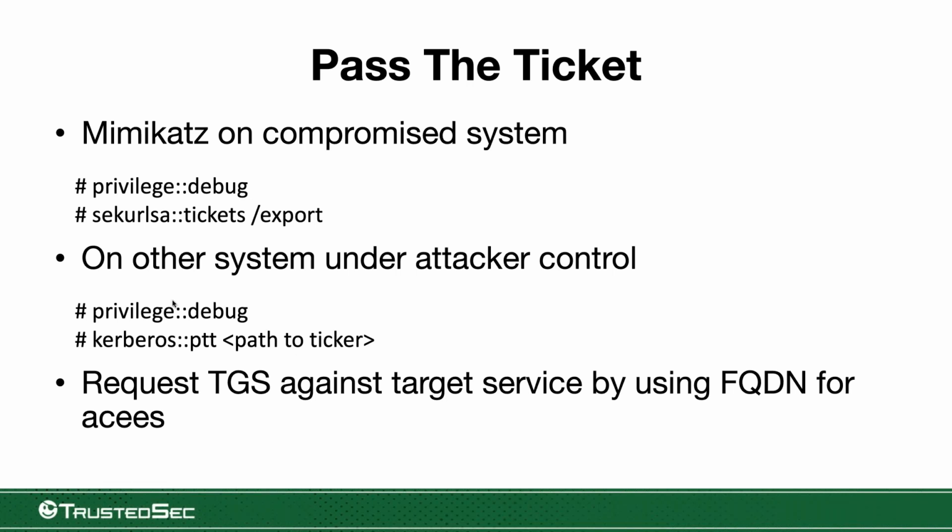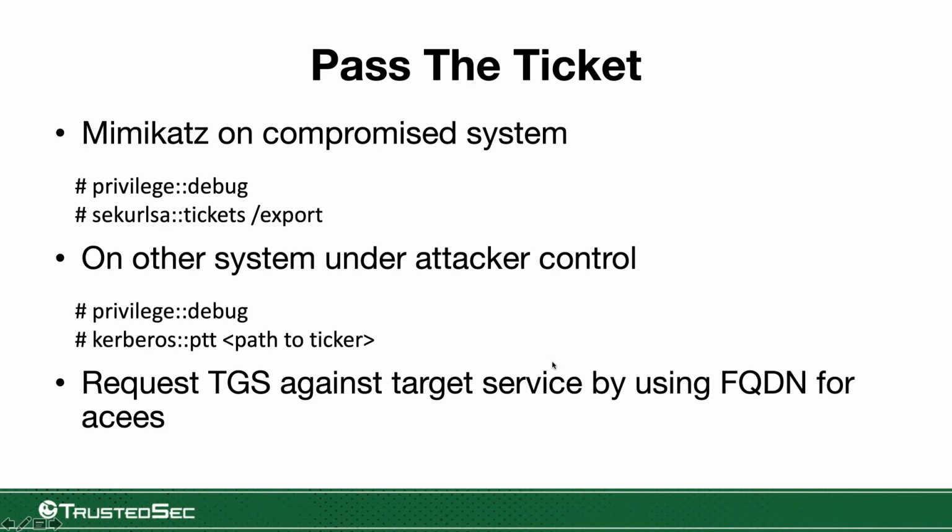So typically what you would do is privilege::debug, sekurlsa::tickets /export to export all of those tickets. Then on your attacking machine, or another host in the system, a machine under your control, you would bring up Mimikatz, do privilege::debug, and then kerberos::ptt, pass the ticket, and import that kirbi ticket over to your machine. And then you're able to do the connection.